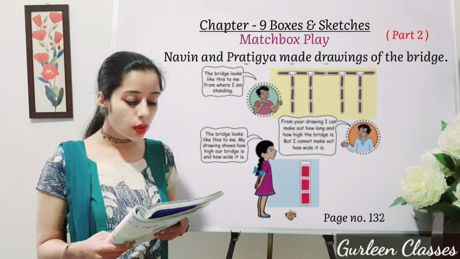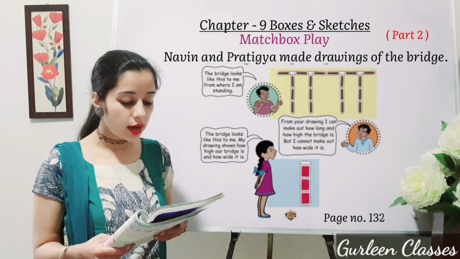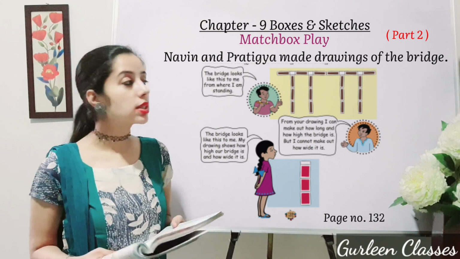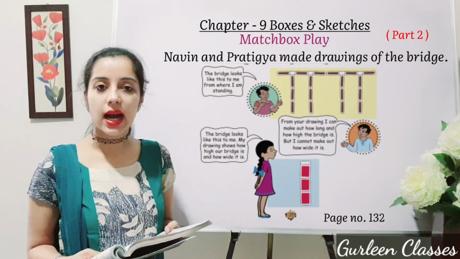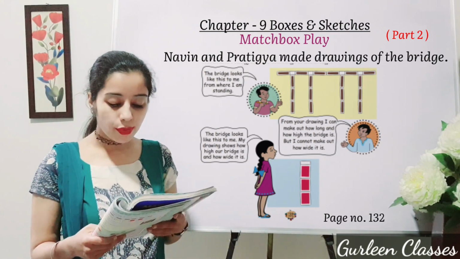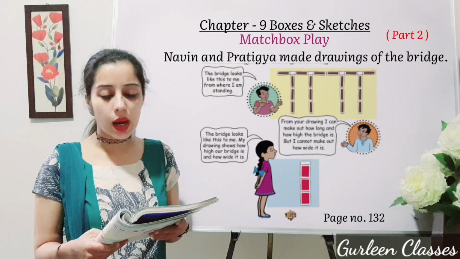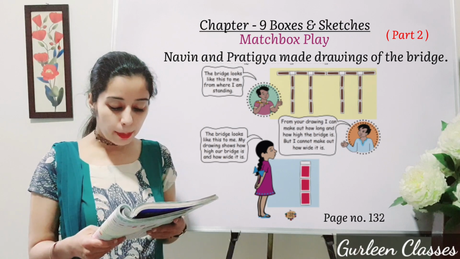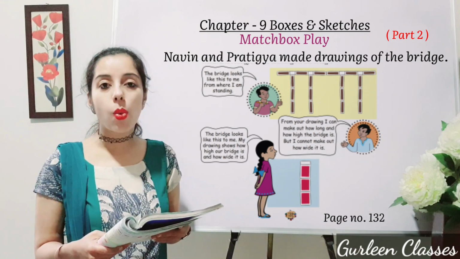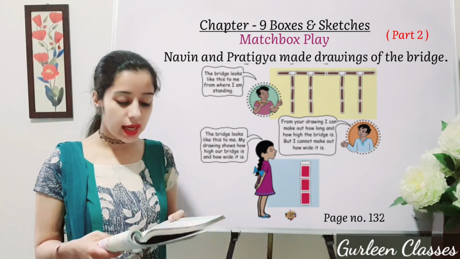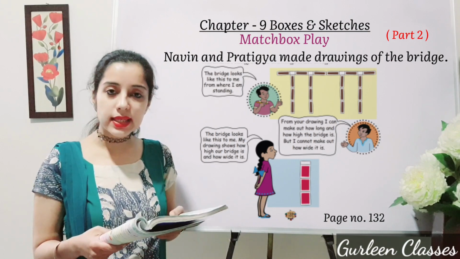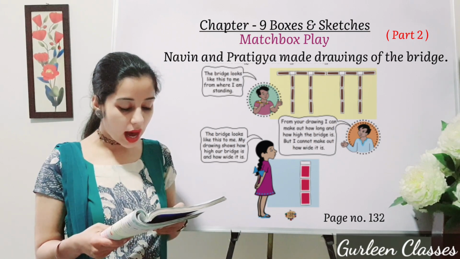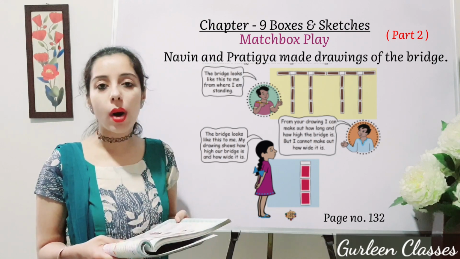So Naveen and Pratigya made drawings of the bridge. The bridge looks like this to me from where I am standing. So here the boy is saying the bridge looks like this from where I am standing. So here from your drawing I can make out how long and how wide the bridge is. But I cannot make out how high it is. Pratigya said the bridge looks like this to me. My drawing shows how high our bridge is and how wide it is.